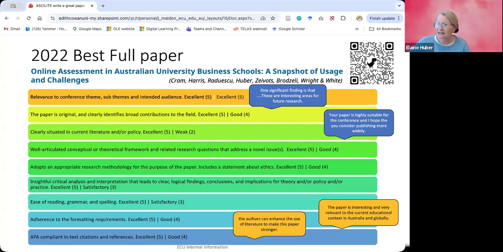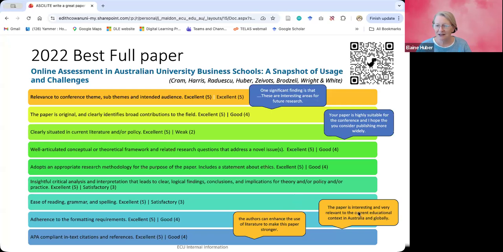Who are the people who come to ASCILITE? They're people who are interested in technology-enhanced learning, digital learning. They're people primarily who either teach with technologies, love to use technologies in their teaching, or who support and design with technologies around teaching. So just think about who your audience are. If you've got some research that you're doing, is it relevant to this conference and to this audience? Because that's going to get you some kudos with the reviewers.